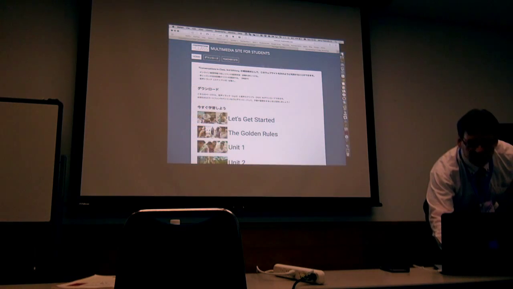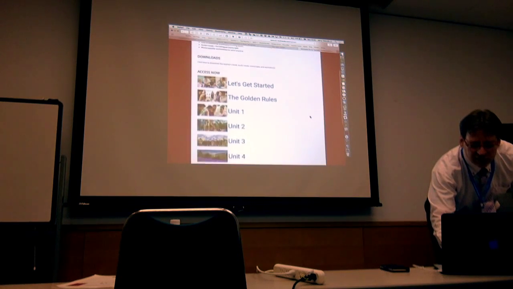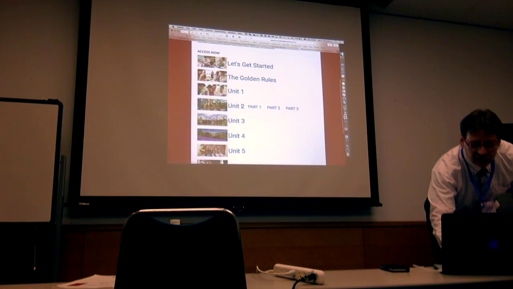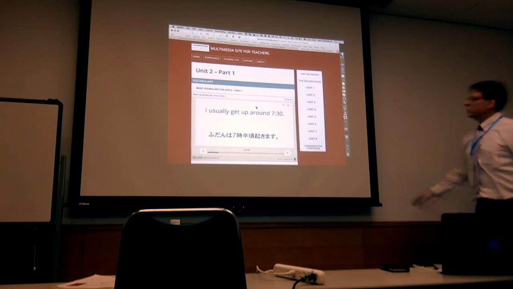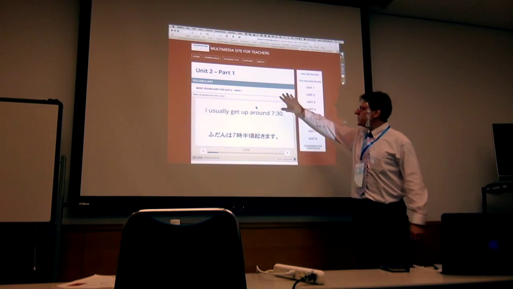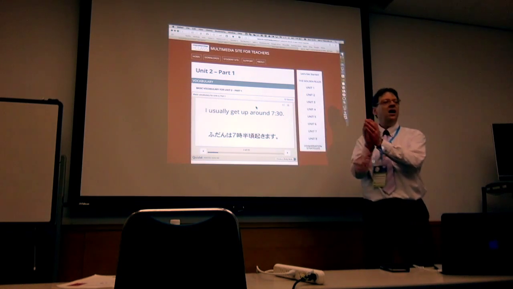And so here's the student one. So I'm going to go to the teacher one. And so it works like this. And I'm going to go to Unit 2, Part 1. And I'll show you what's there. So each page has all of the vocabulary, which is hosted on Quizlet.